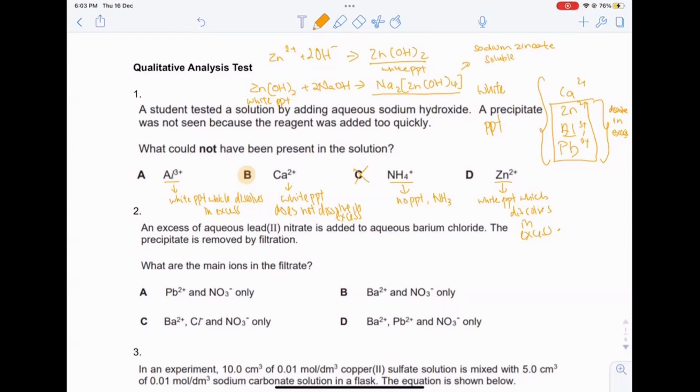So therefore, it will dissolve in excess to form a colorless solution. Sorry, I don't have enough space. So how come it can dissolve in excess? Because it is an amphoteric oxide. Amphoteric, and only amphoteric oxides, can react with bases.